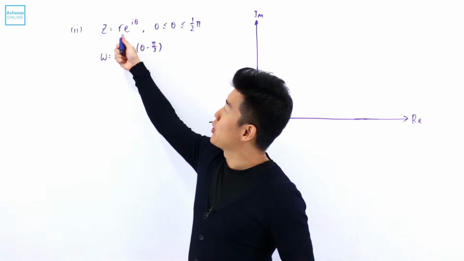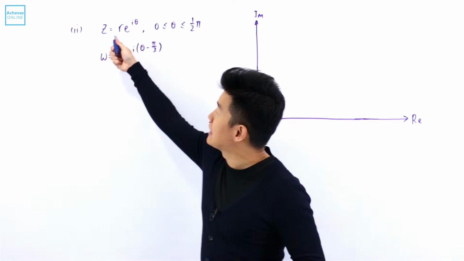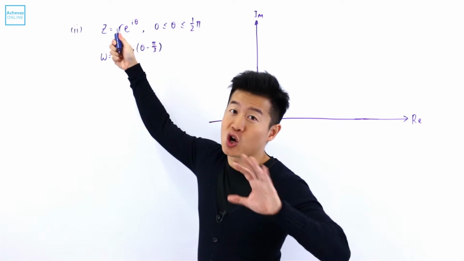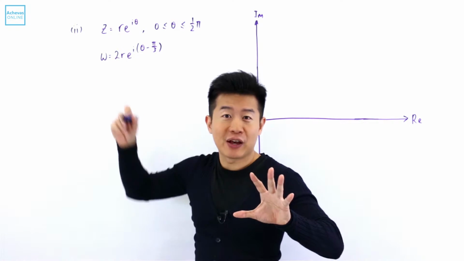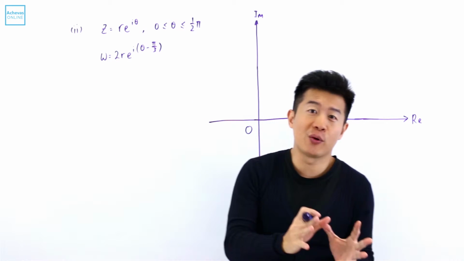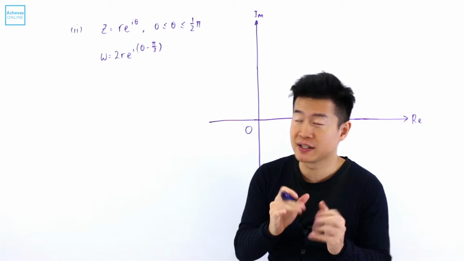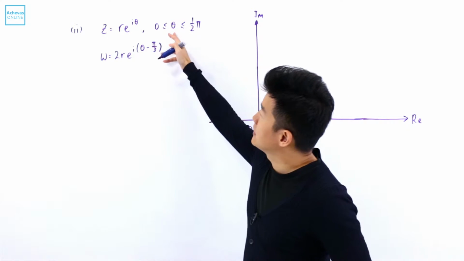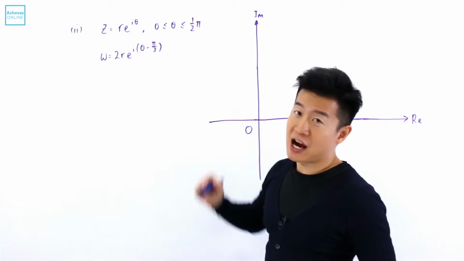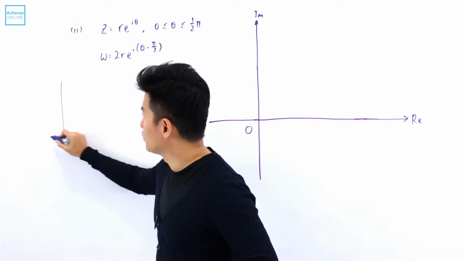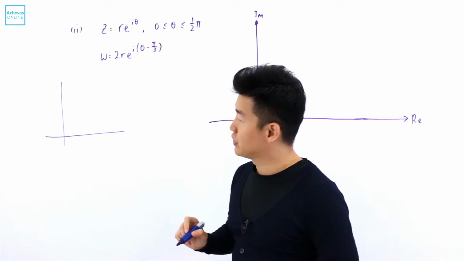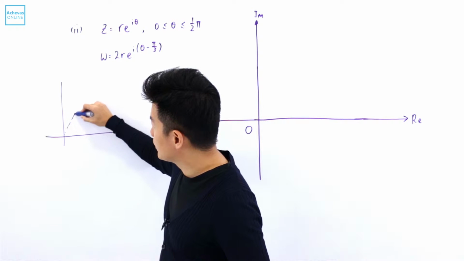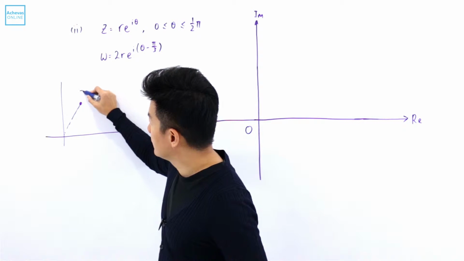For Z, it has a modulus of R, and it has an argument of theta. R is a constant. That means Z is going to have that fixed distance R away from the origin, its modulus. But for theta, theta varies between 0 to half pi. So let me try to work out one possible position of Z. One possible position of Z can be, let's say, here.